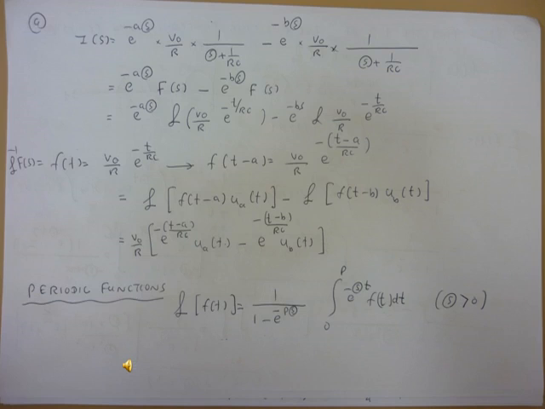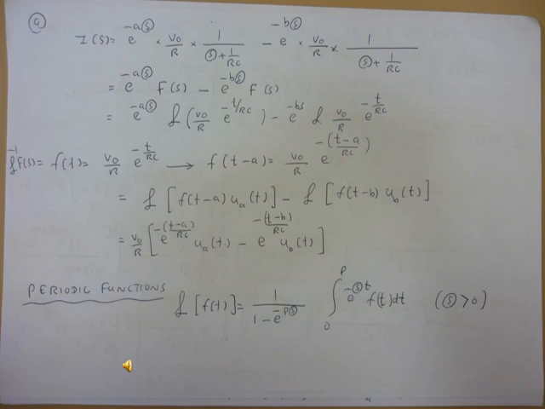So e power minus AS FS minus e power minus BS FS. So there will be e power minus AS Laplace transform of V0 by R e power minus t by RC, minus e power minus BS Laplace transform of V0 by R e power minus t by RC. So in this case, we write down the equations. Laplace inverse of the FS is equal to Ft. So this is equal to V0 by R e power minus t by RC.